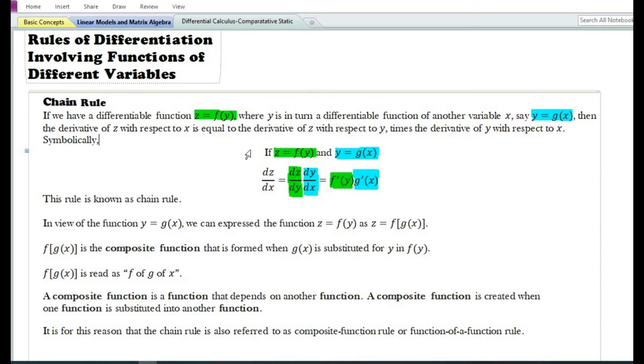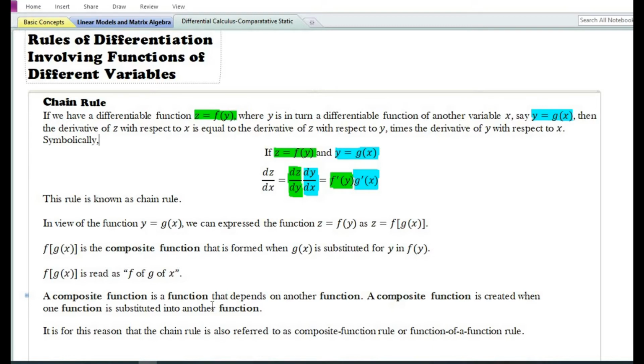In view of the function y equals g of x, we can express the function z equals f of y as z equals f of g of x. f of g of x is the composite function that is formed when g of x is substituted for y in f of y. So what is a composite function? A composite function is a function that depends on another function. So the function z equals f of y in this case depends on another function, that is y equals g of x.